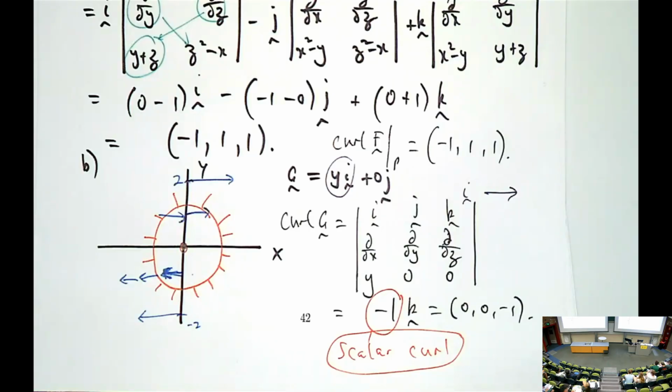Could you please explain where the -1 comes from and what scalar curl means? Well, I'm defining scalar curl to be whatever the number is next to k. Okay? So let's do the computation again.